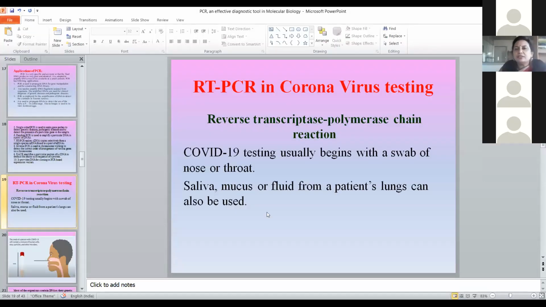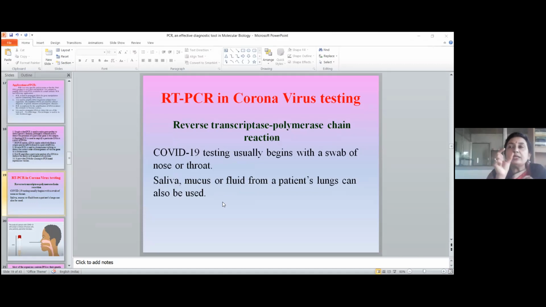Now see, the RT-PCR test is done in coronavirus testing. It is reverse transcriptase, or you can say reverse transcription polymerase chain reaction. The RT stands for reverse transcription polymerase chain reaction. It is also called real-time reverse transcription polymerase chain reaction. It is called real time because, within the reaction mixture, if the patient is infected with coronavirus, then the target DNA from the coronavirus gets amplified, and you can see that amplification because in the reaction mixture a fluorescent dye is present.